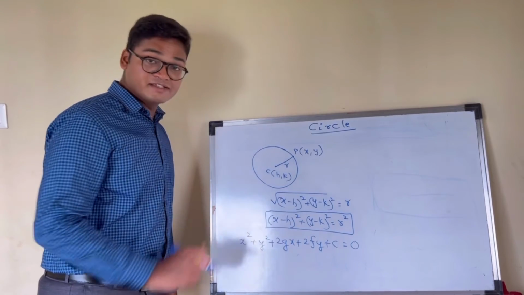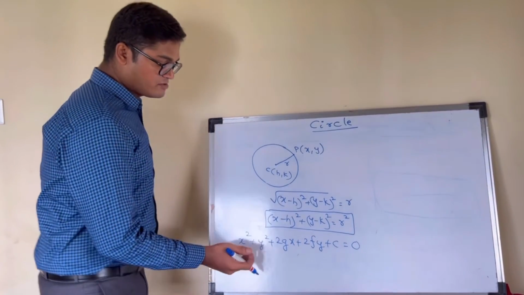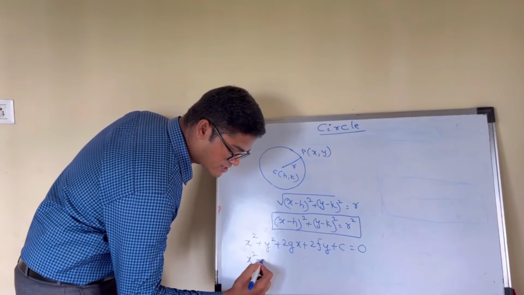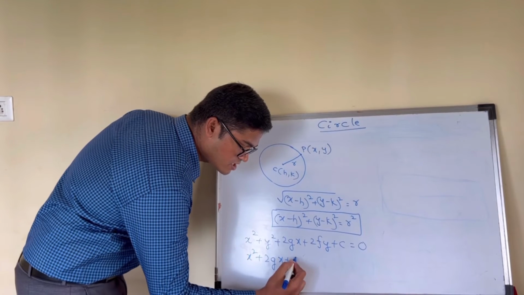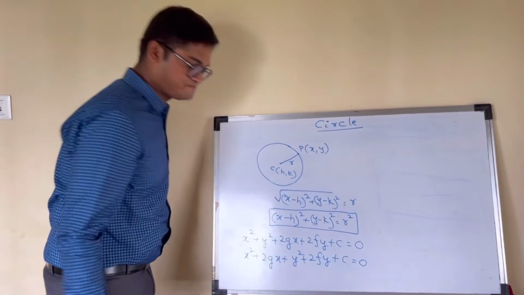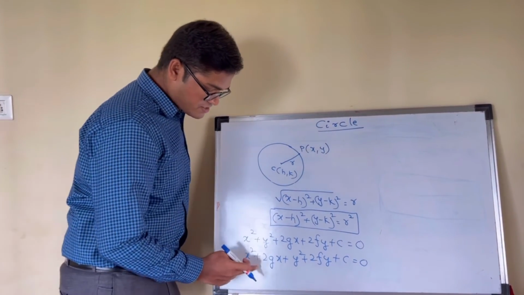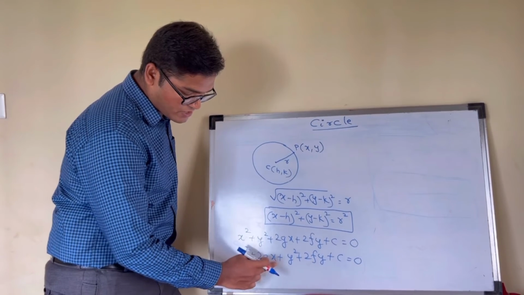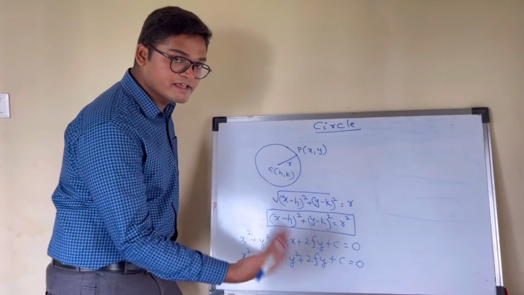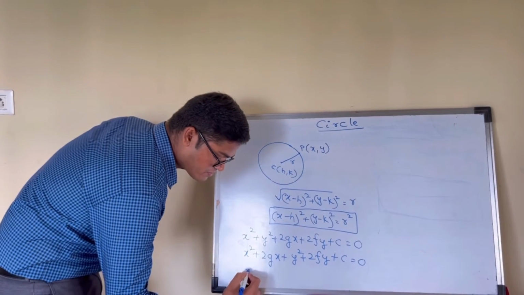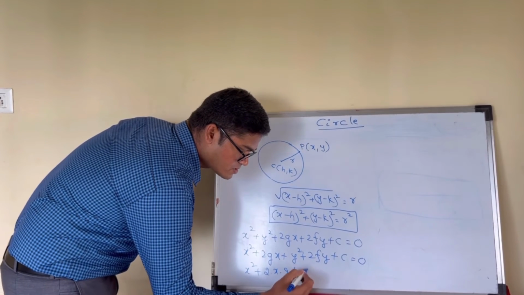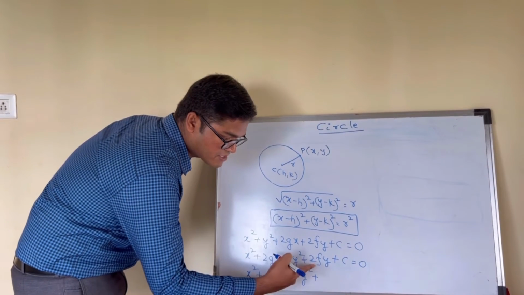We're going to use the completing the square method in this. See here, now bring the x terms to one side and y terms to the other. I'm going to segregate them: x square plus 2gx plus y square plus 2fy plus c equal to 0. Now this is already in the format of a square plus 2 into a into b. B square is missing, so I'm going to add g square on both sides. So we get x square plus 2 into x into g plus g square.